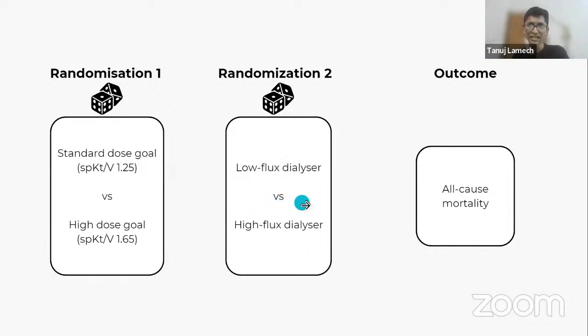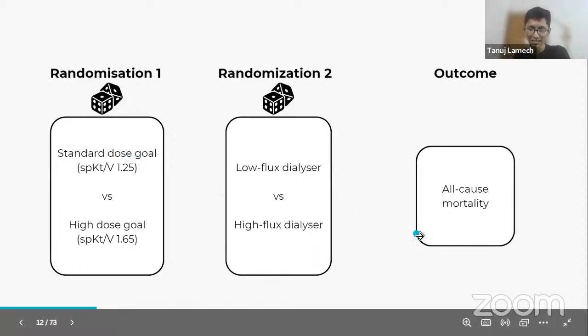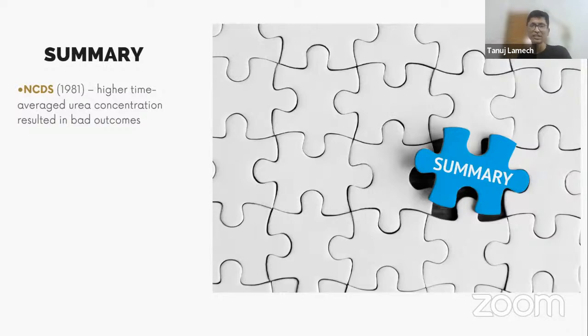About the flux of the dialyzer, again, this also had no effect on all-cause mortality. So it didn't matter if you were using a low flux or a high flux dialyzer, your all-cause mortality was not altered. So the conclusion from HEMO was 1.25 is enough. You don't need to go to 1.65. And the flux of the dialyzer did not seem to matter with respect to mortality.